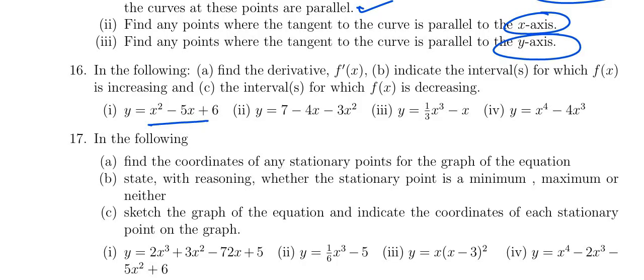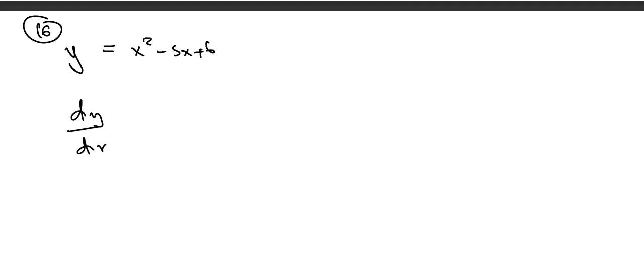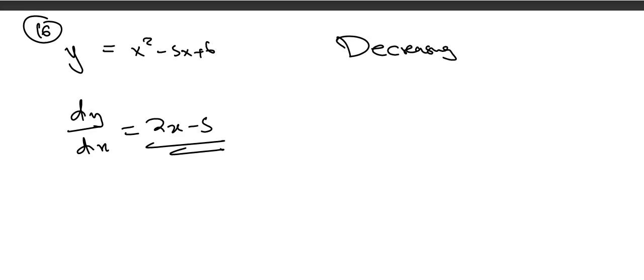We need to find the derivative, indicate the points where the function is increasing, and also places where the function is decreasing. This is question 16. Y is equal to x squared minus 5x plus 6. We differentiate. This gives us 2x minus 5. This is the derivative.